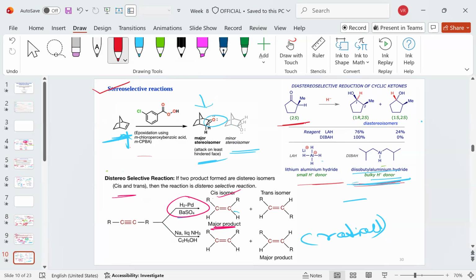If you look at another example here, on the reduction of this ketone, let's say by using lithium aluminum hydride, what happens?